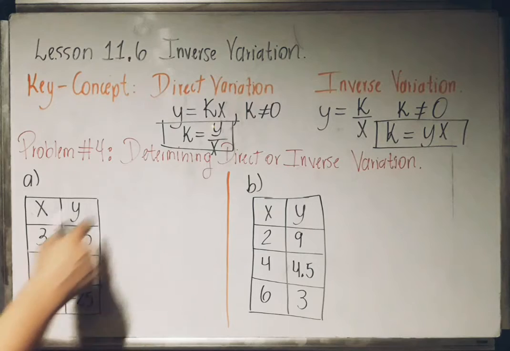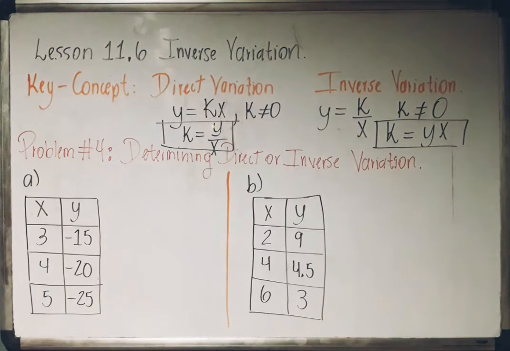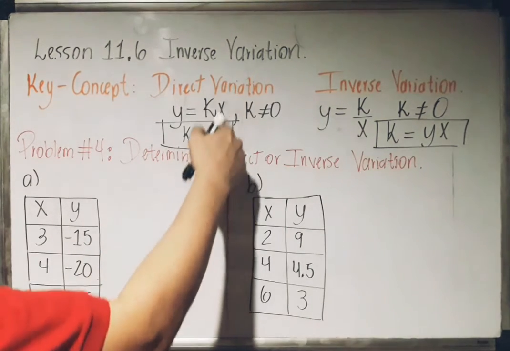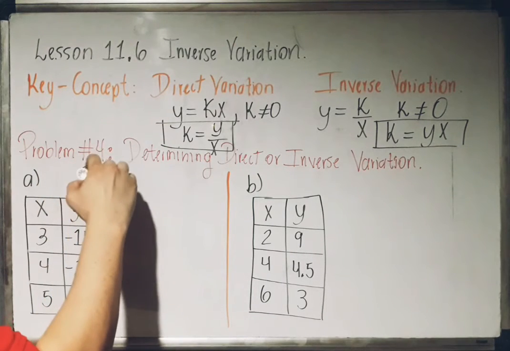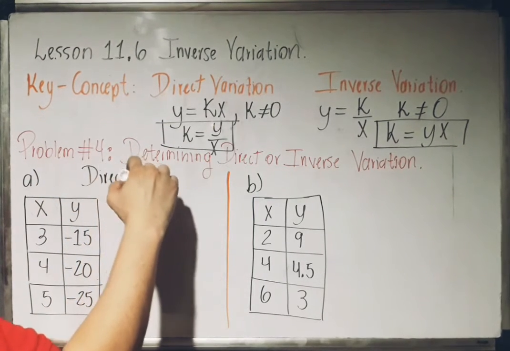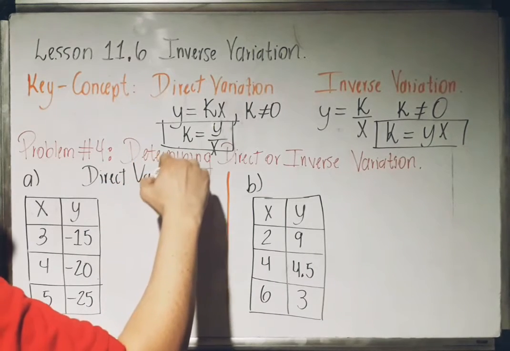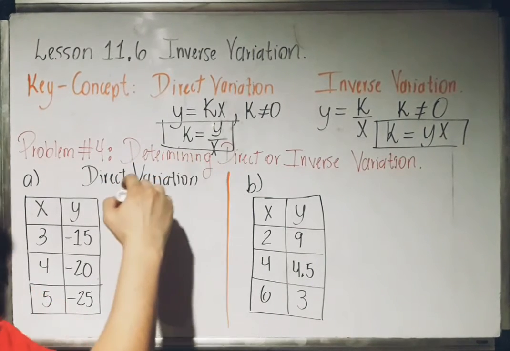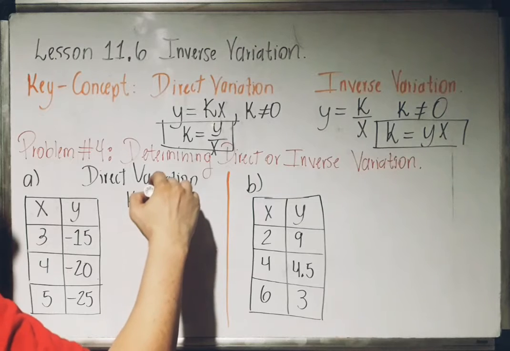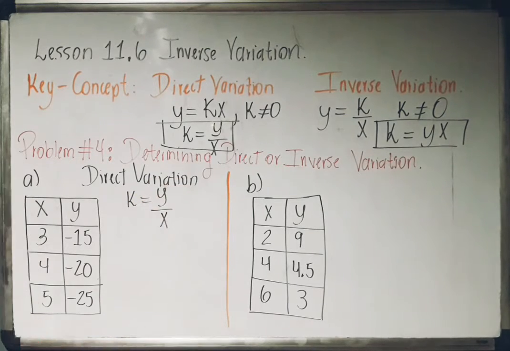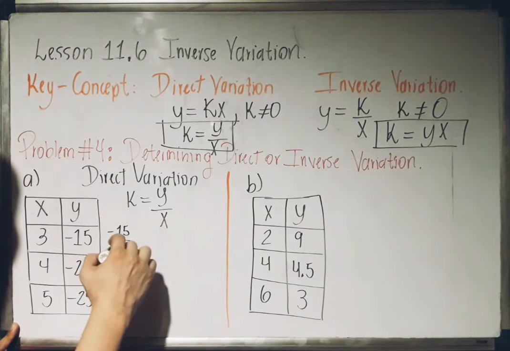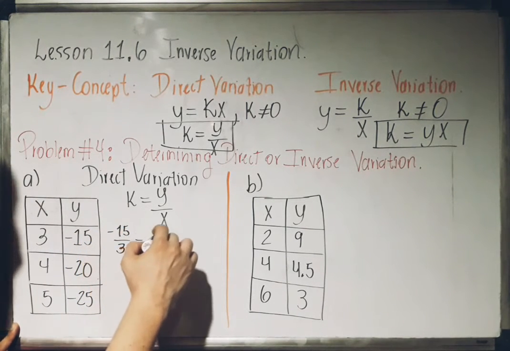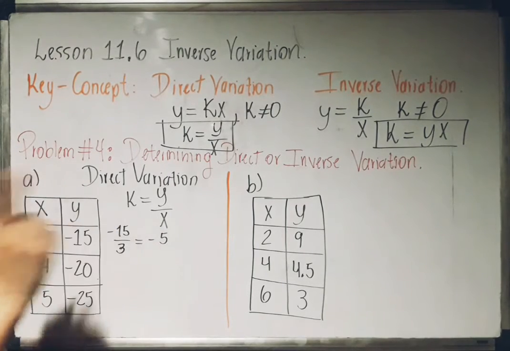Okay, in this case, I'm going to check the first one, and see if we can solve it with direct variation. For that, I'm going to use the formula k equal to y divided by x. Just to check, I'm going to do negative 15, the first one, divided by 3, that is going to be equal to negative 5. Okay, that's the first constant.